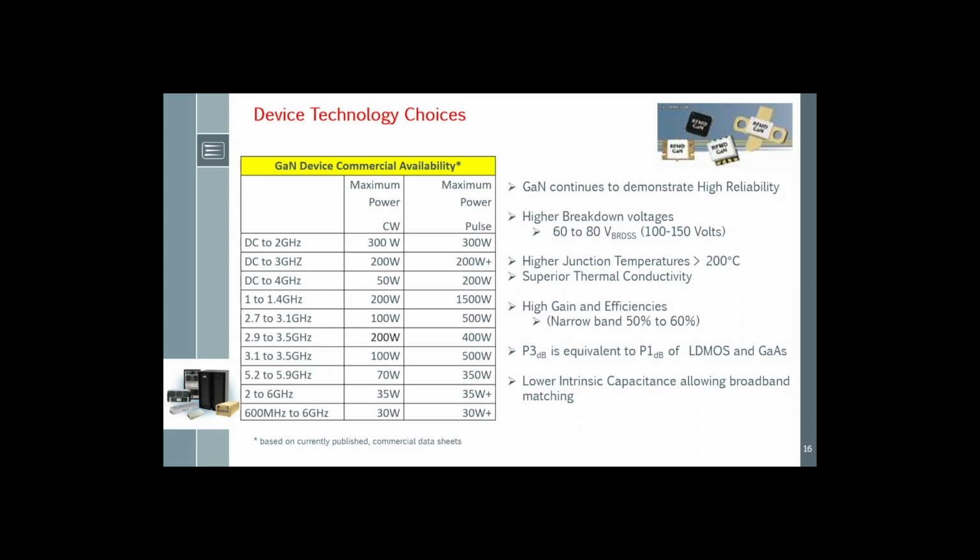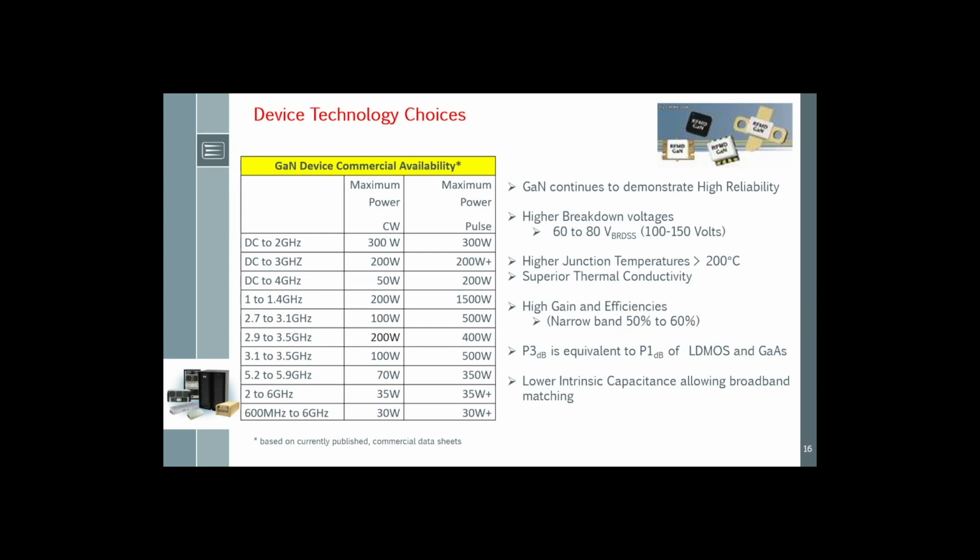With regards to GaN devices, this is a very interesting table because it represents the devices that we usually use in power. They are commercially available devices and they go up to 6 gigahertz, for our applications and what Empower does in solid state high power amplifiers. It's interesting to understand the great advantage that GaN has.